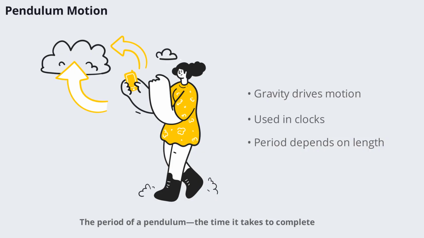The period of a pendulum, the time it takes to complete one swing, depends on its length and the strength of gravity. By studying pendulums, we gain insights into oscillatory motion, energy transfer, and the effects of gravity on moving objects.